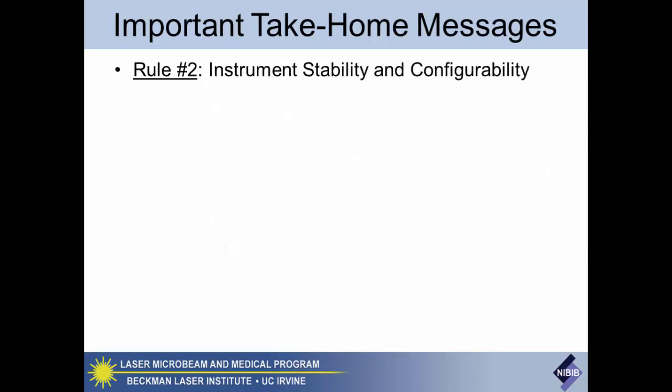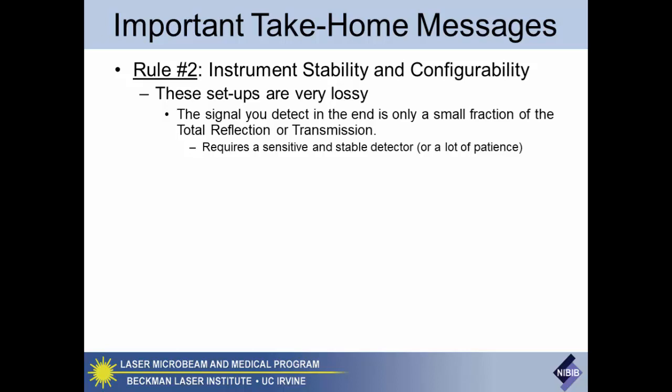So rule number two now looks at your instrument itself. Again, the stability and configurability of your instrument. Integrating spheres in general are very easy to set up, but they're very lossy. You're only sampling a very small part of the total integrated light, so you can have very, very weak signals. You have to consider, do you have a sensor that can integrate long enough to capture the dynamic range?